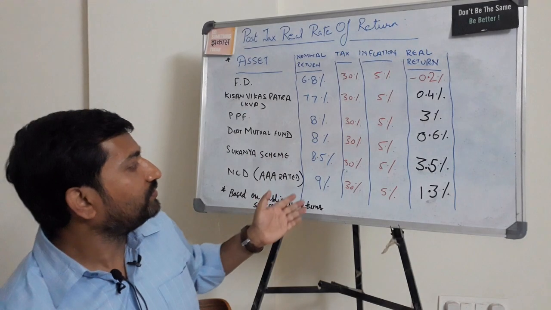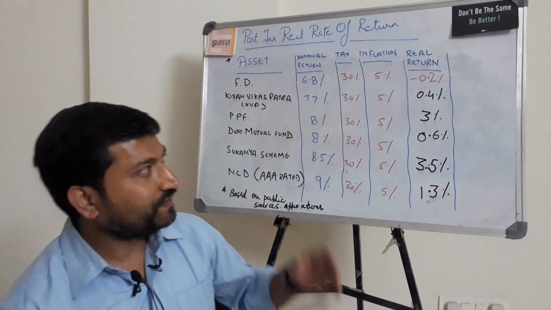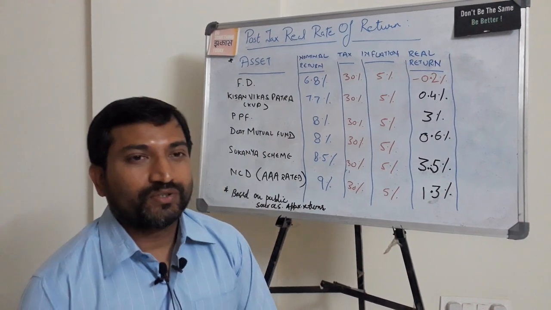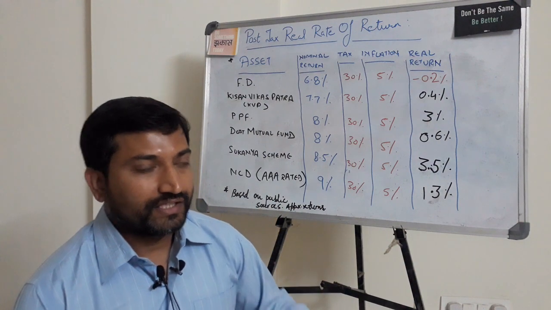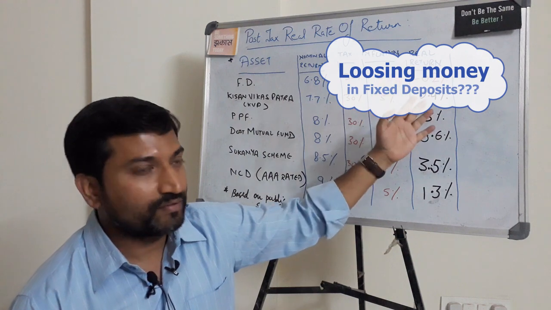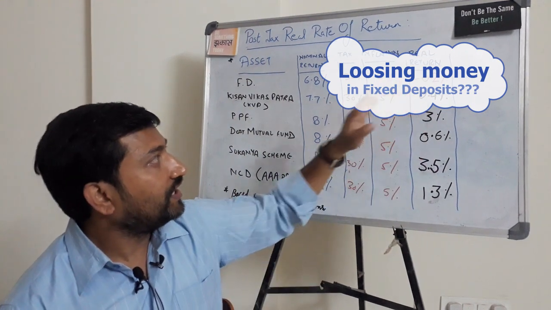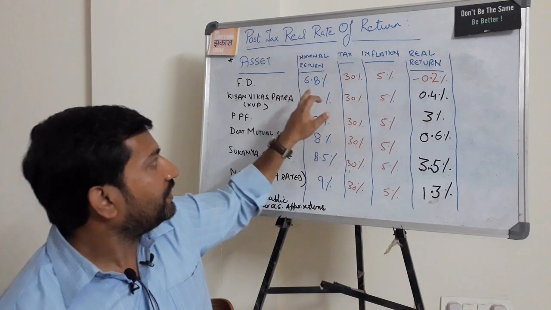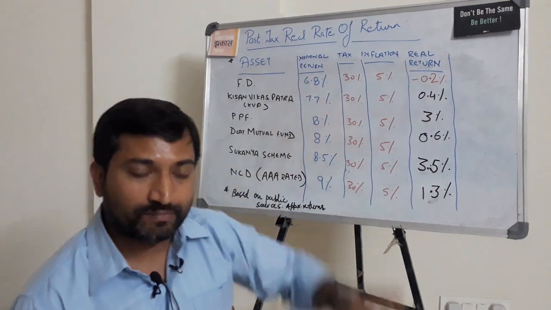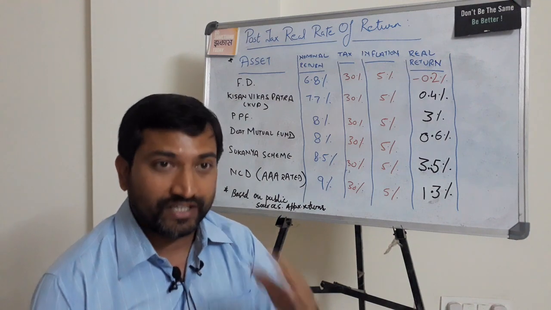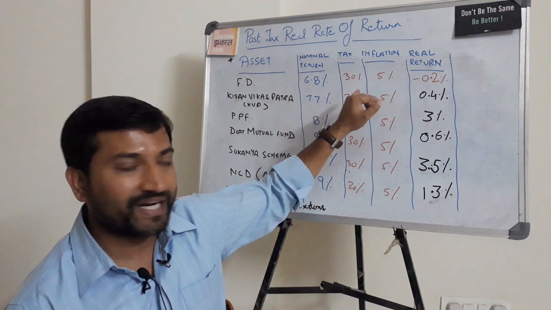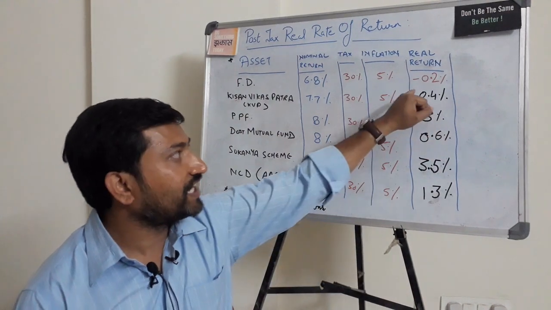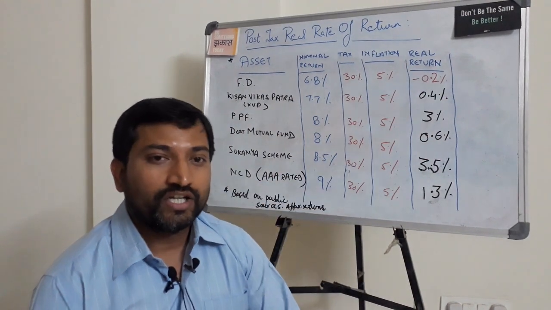We have written down the real rate of returns of 6 products. First being fixed deposit, which is most popular among most of the investors. When we talk about fixed deposits, the real return, as you can see, is only negative 0.2%, factoring in 30% tax and 5% inflation. Here you can see the nominal rate of return is 6.8%, but that is not the actual rate of return that you are earning. You have to factor in your tax bracket and also inflation. And when we do that, the real return decreases, and actually here you are losing money. You are not making money, you are losing money.